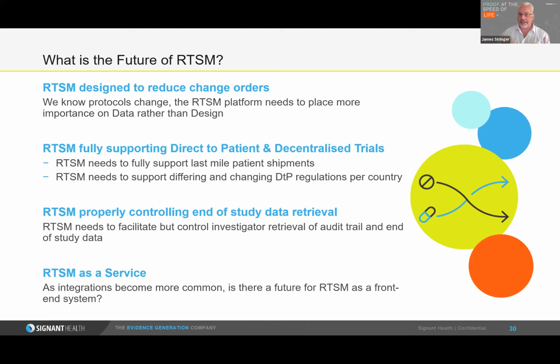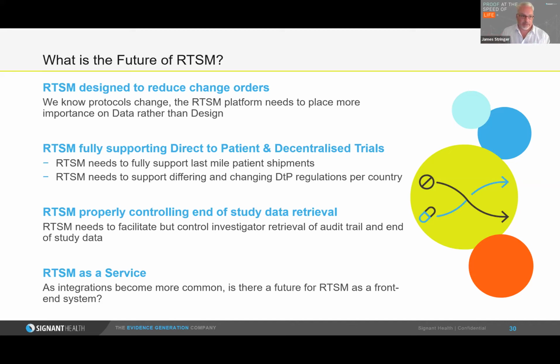And we absolutely need an RTSM that's going to allow for the support of the differing regulations within countries, because we know that even if we want to facilitate a direct to patient or decentralized trial, not every country allows us to do that within its regulatory framework, but you still might want to conduct the trial in that country.